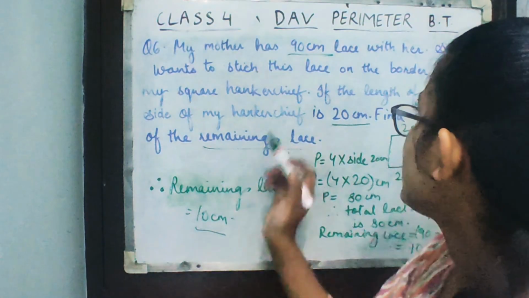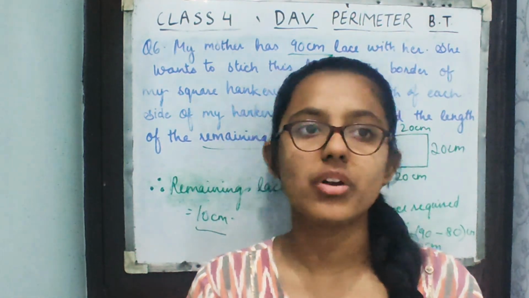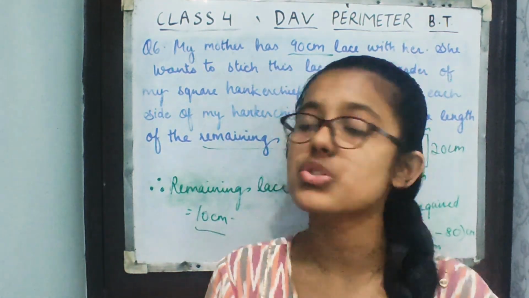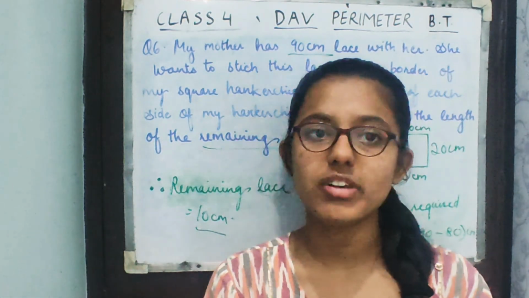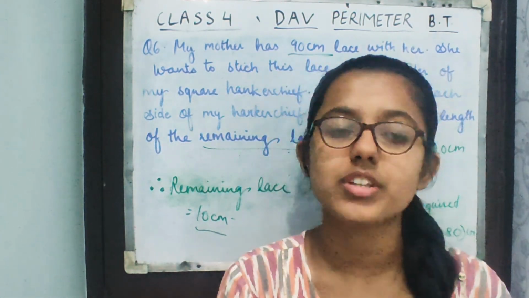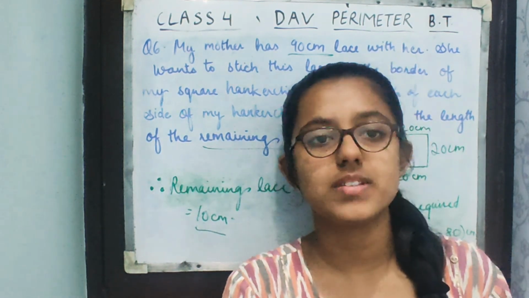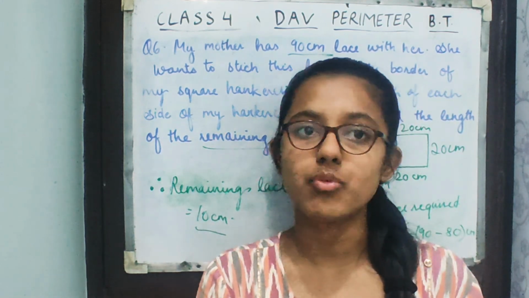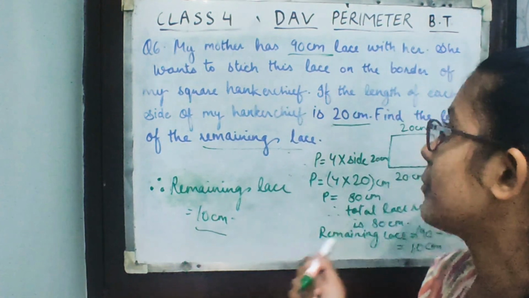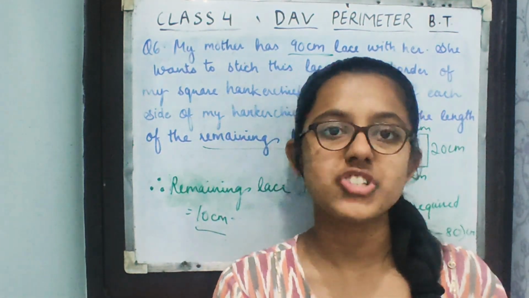So we have completed our perimeter brain teasers of class 4th. We have already completed our worksheet 1, 2 and 3, and today we have completed our brain teasers also. We have already done the explanation of this chapter too. In the starting we began with the explanation, and the explanation is divided into 2 parts, part 1 and part 2. So you can go and watch all the videos related to the chapter perimeter on my channel page. So we have completed the chapter perimeter today.